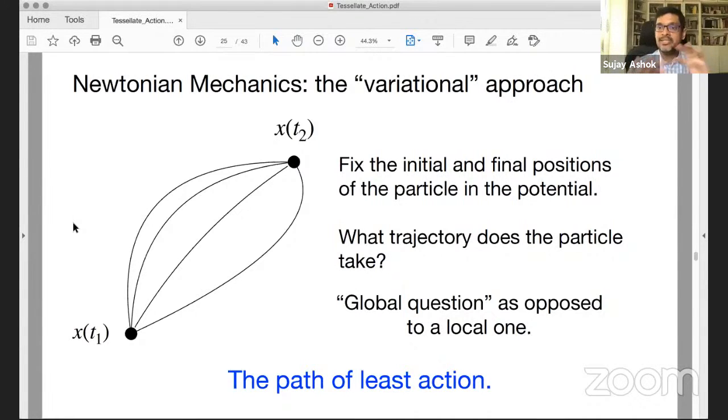I'll tell you what this means. I'm just saying that the question and the answer are in a different framework from Newton's laws. It's a global question. I'm not telling you what happens in between and so on. I'm just saying, what is the path? Give me the whole path in one go.